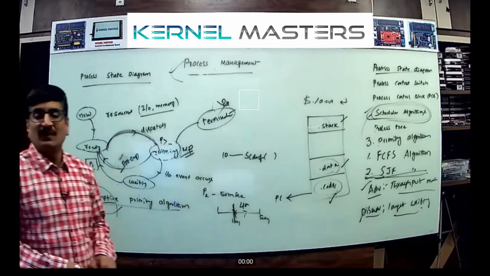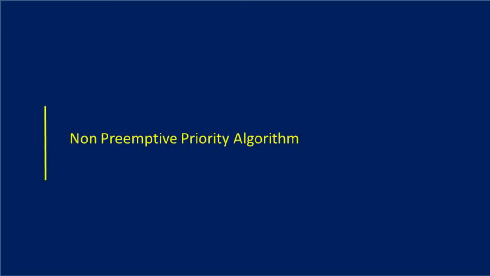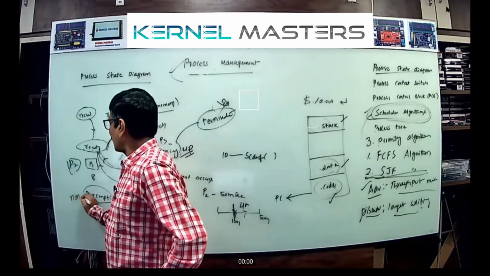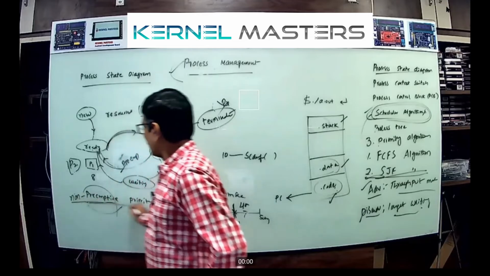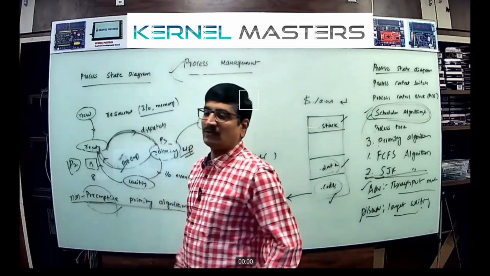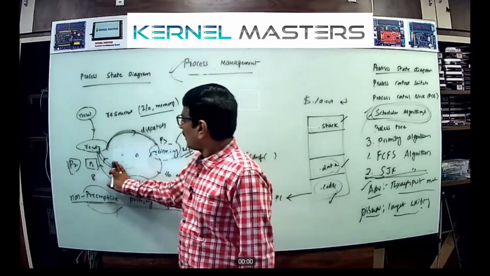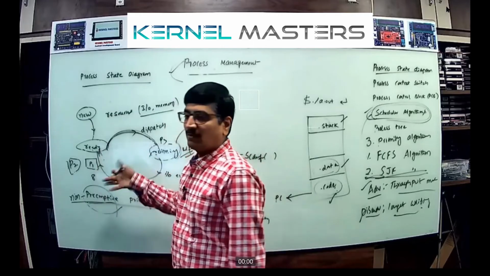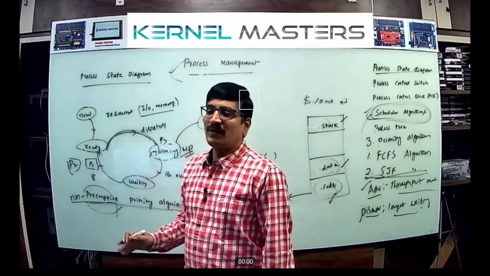One more algorithm is also there, the non-preemptive priority algorithm. So no preemption, I mean, it is not available. The 50 milliseconds must complete, and then the next one comes.